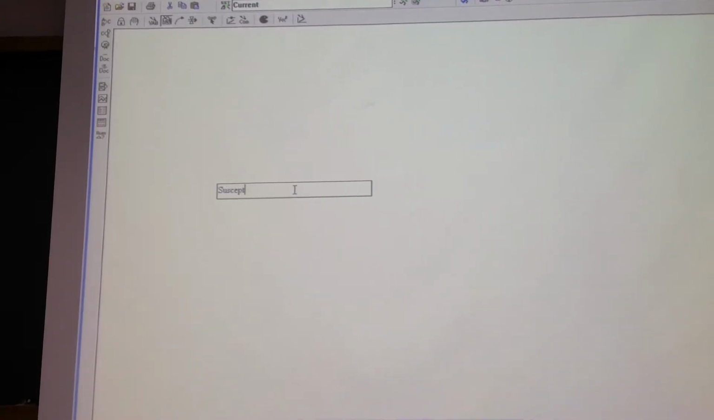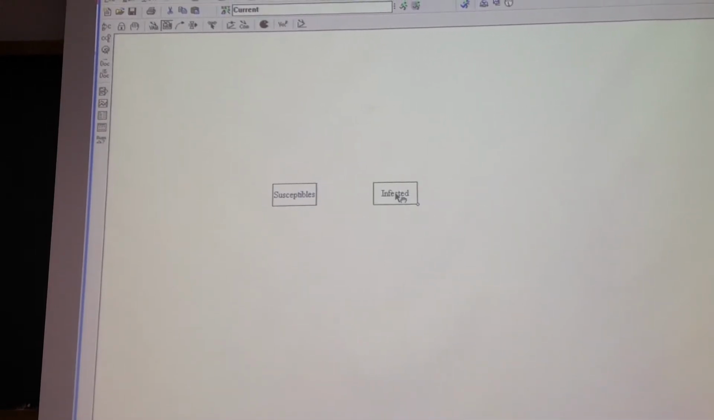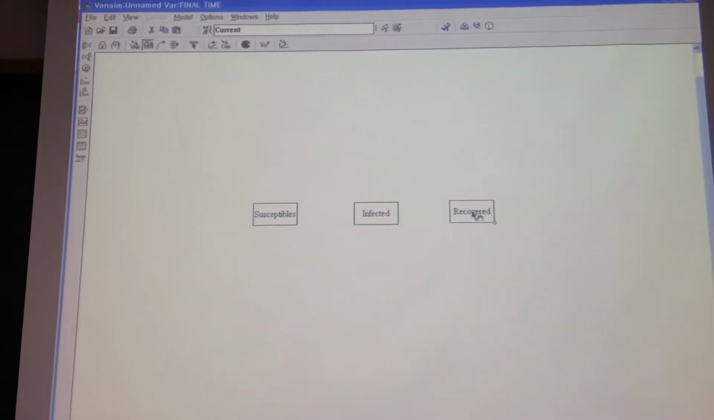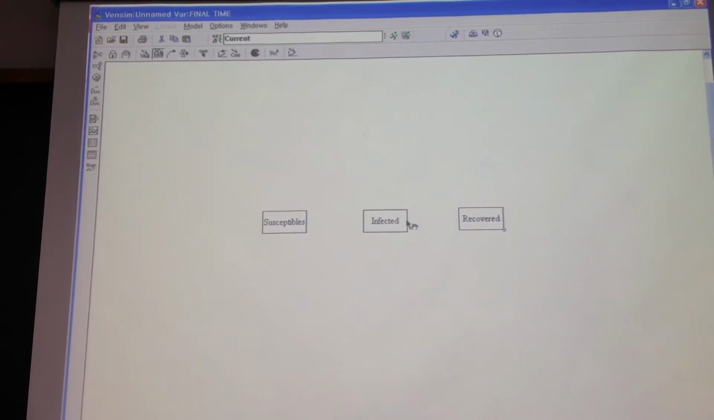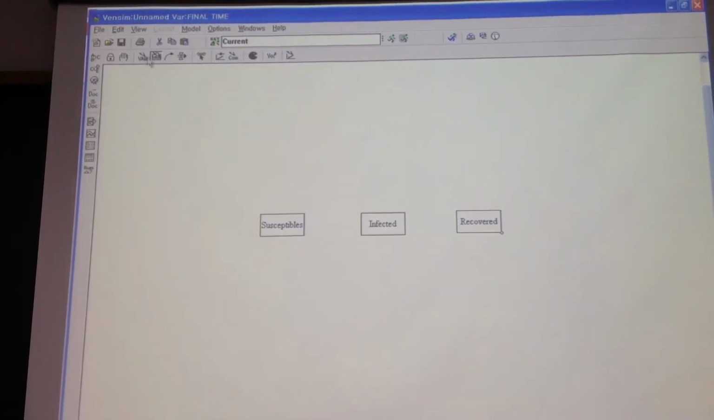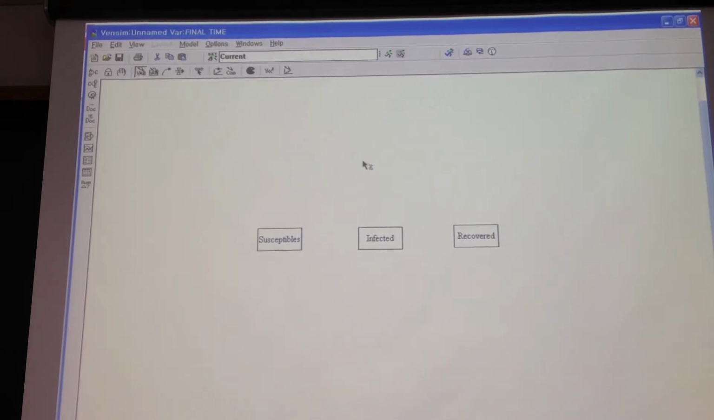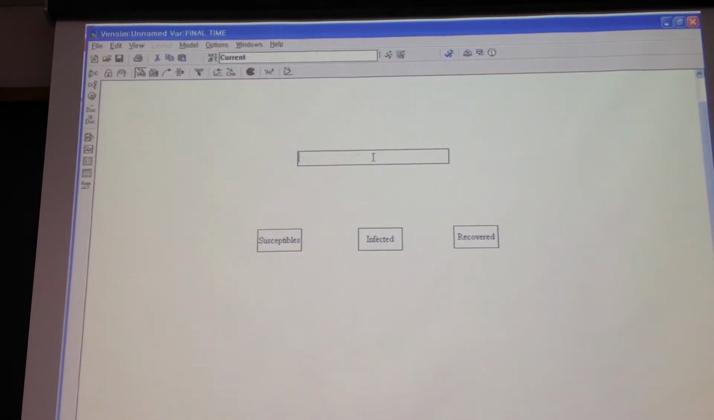Susceptible, and infected, and recovered. Okay, so I just created three level variables, and then I know I need a bunch of auxiliary variables. So let's start with the total population.